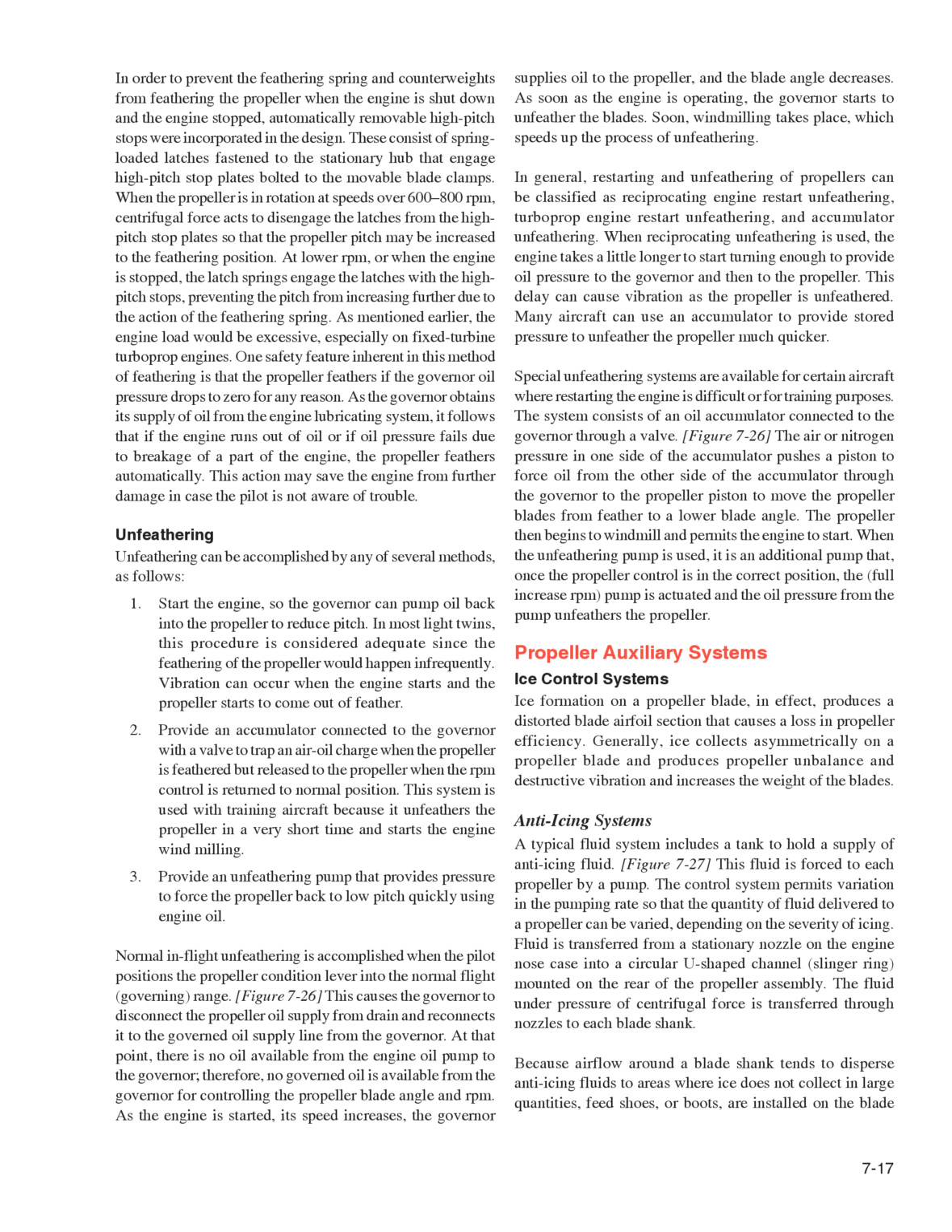Fluid is transferred from a stationary nozzle on the engine nose case into a circular U-shaped channel, the slinger ring, mounted on the rear of the propeller assembly. The fluid under pressure of centrifugal force is transferred through nozzles to each blade shank.